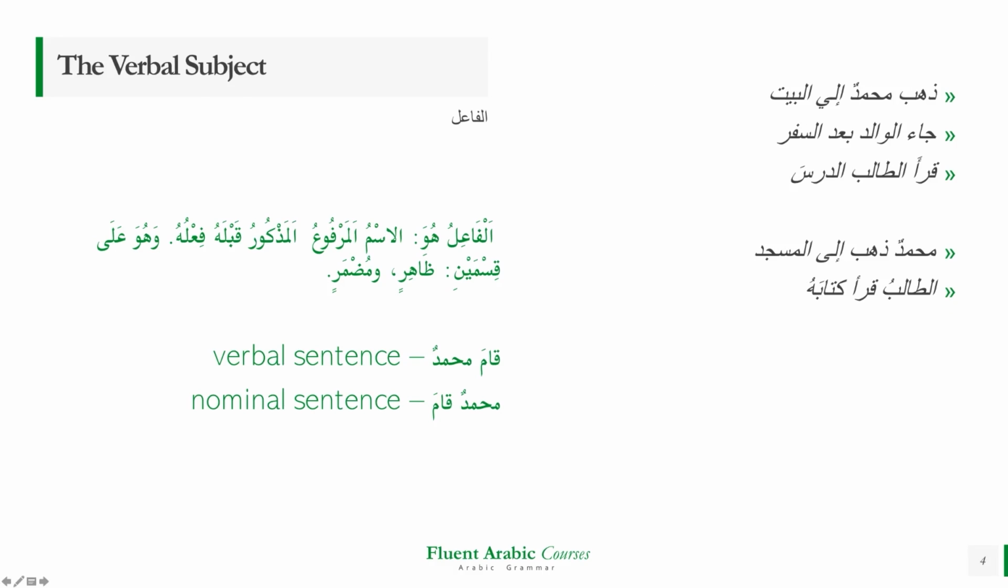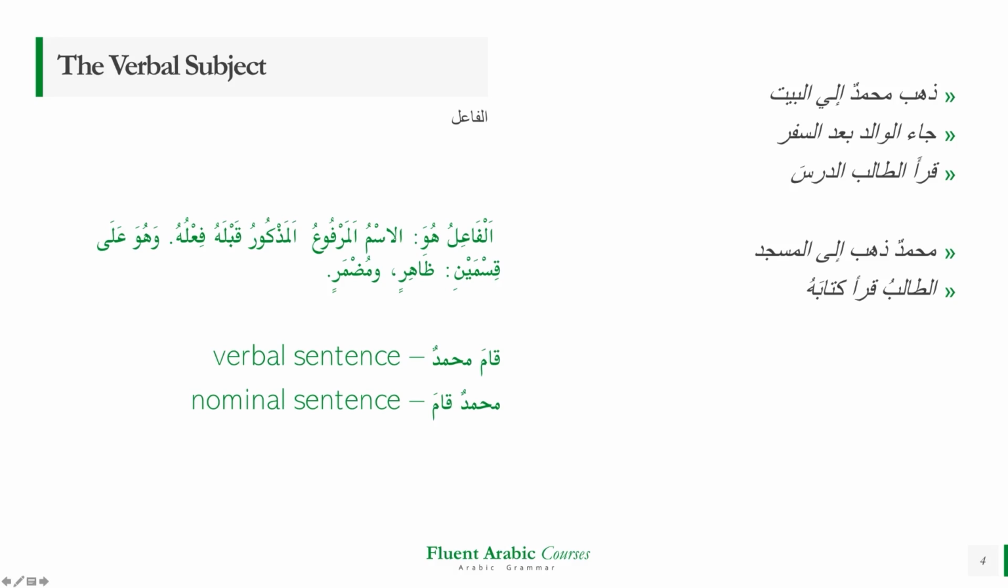The verbal subject or the fa'il. What is the fa'il? Ibn Ajrum says, Al-fa'ilu huwa al-ismu al-marfu' al-madhkuru qablahu fi'luhu. It is a noun which is in the state of rafa. It is marfu'. Al-madhkuru qablahu fi'luhu. Its verb is always before it, or the verb comes before this fa'il. So let's look at some of these examples.